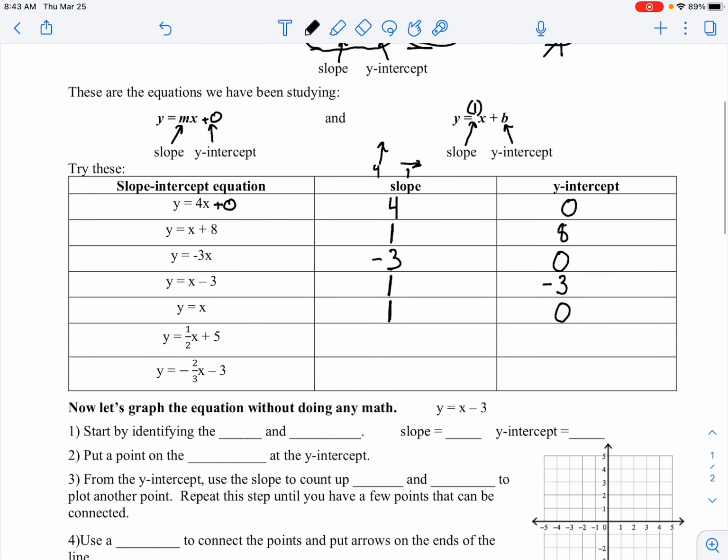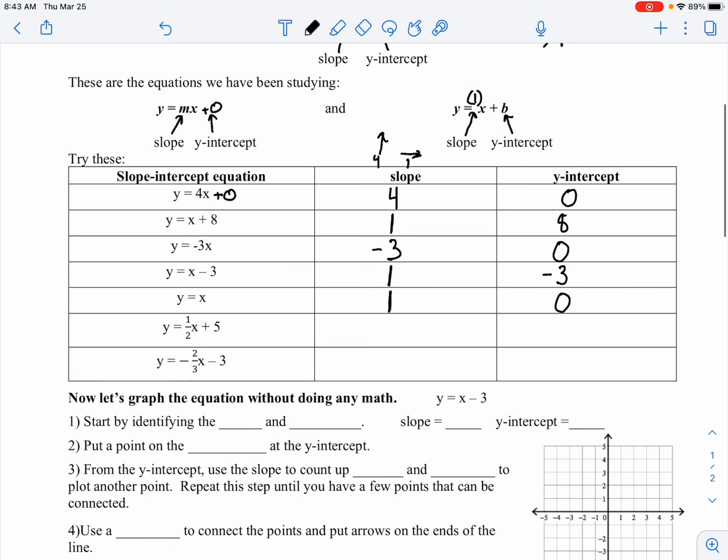All right, so remember, pause, try it, push play. So here, out in front of our x, our m number, our slope is 1/2. So that just means we're rising 1 and running 2. So this will be a shallower line than the rest of them. And our y-intercept, well, out there after we are adding 5, so our y-intercept is 5.